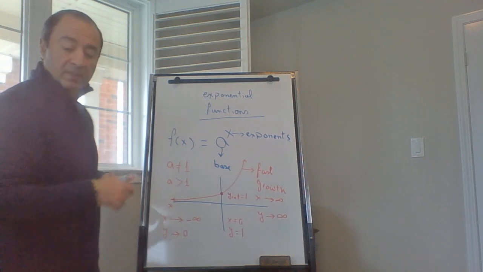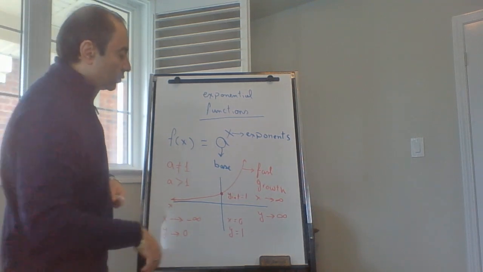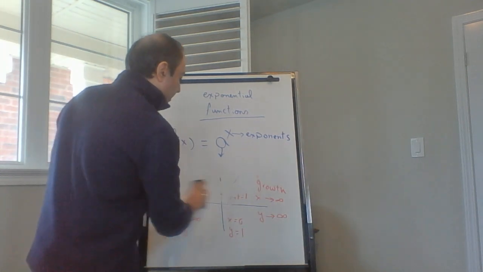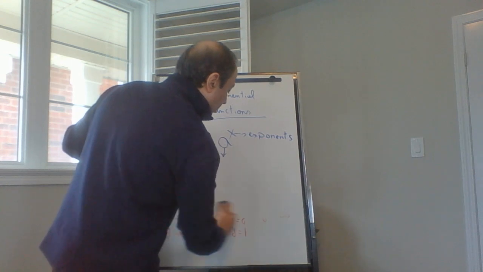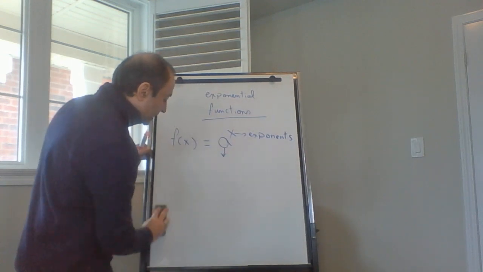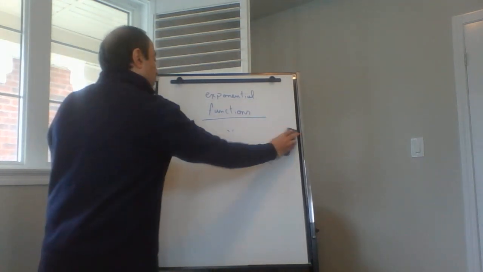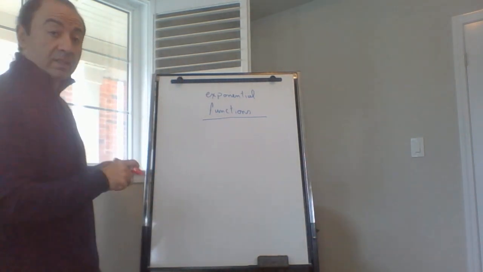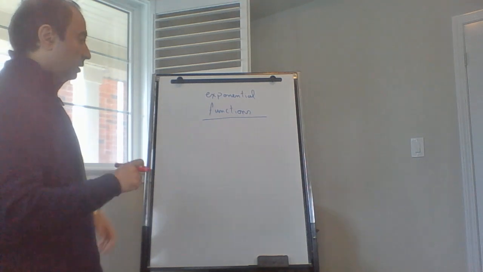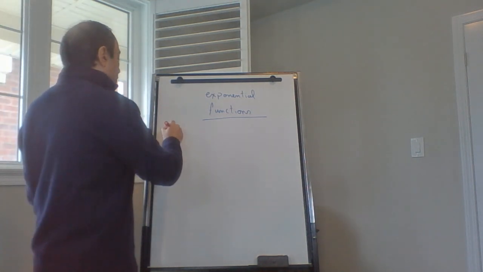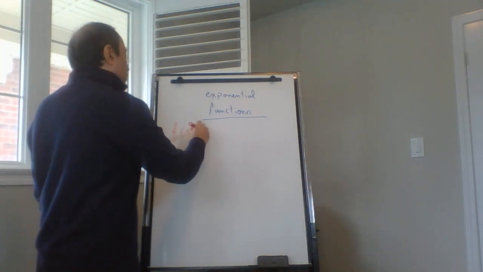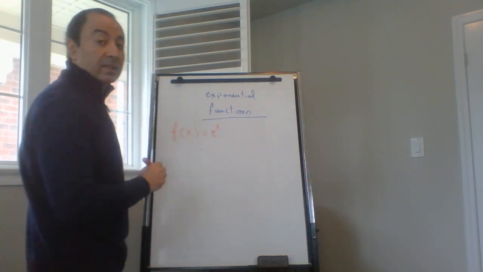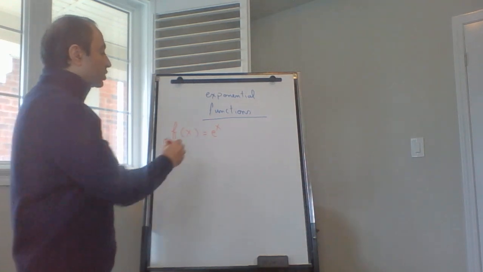One of these exponential functions is when the base is e. When the base is e, this is a special exponential function. So if f of x equals e to the power of x, this is an exponential function with base e.